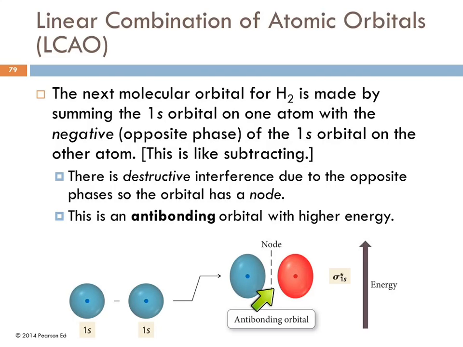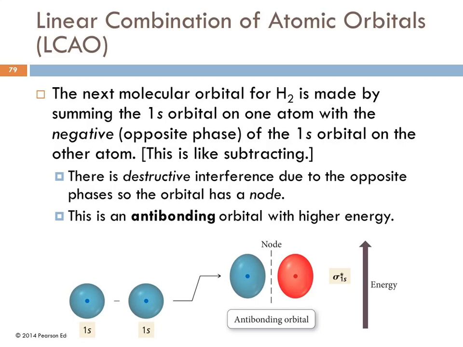Is this going to contribute to bonding and holding these two nuclei together? No, because there's a node in the middle. This is not a bonding orbital. It's called an anti-bonding orbital. Alrighty. So when we combine these, the energy goes up, and this is an anti-bonding orbital. And so the name of this orbital is sigma star 1s. So sigma 1s was a bonding orbital, lower energy. Sigma star 1s is an anti-bonding orbital.